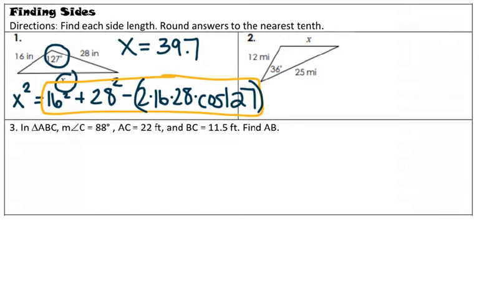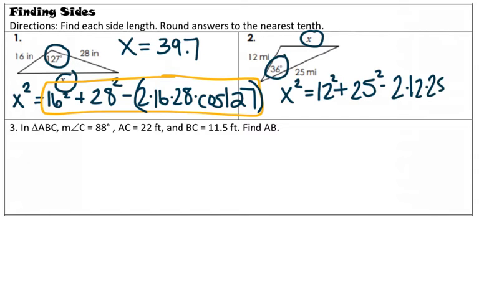Okay, now look at the second one. We're going to do it the same way. I'm looking at this side length x, and I'm referring to the angle across from it. So the Law of Cosines says I can do x squared, and it should equal the other two side lengths squared, minus 2 times the side lengths again, times the cosine of the angle across from it. So cosine 36.